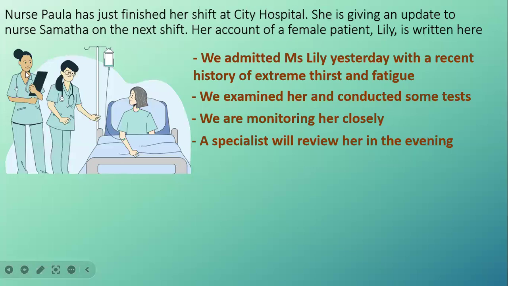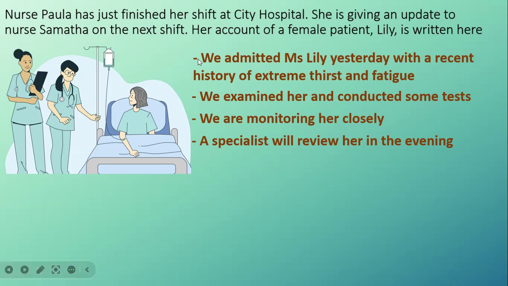So suppose about this picture, if I give you more details about it, there are two nurses. One is nurse Paula and the other one is nurse Samantha. So nurse Paula has just finished her shift at City Hospital. She is giving an update to nurse Samantha, who is going to start her shift. And then this patient is Lily. So whatever is written here in brown is the account of this female patient, Lily.